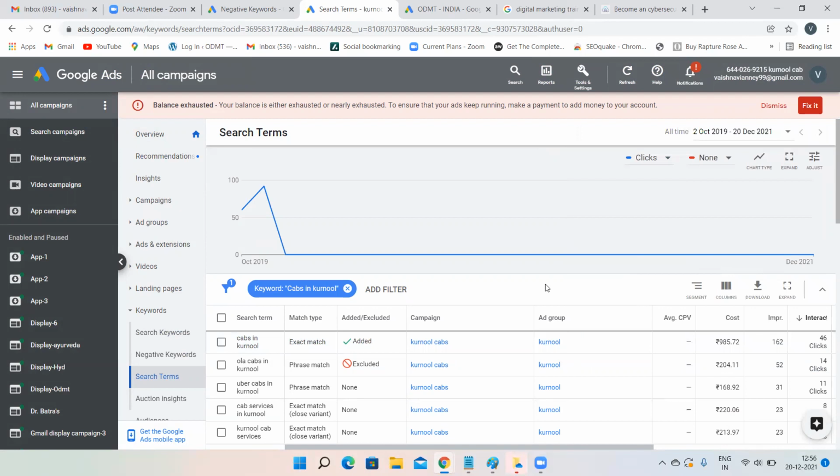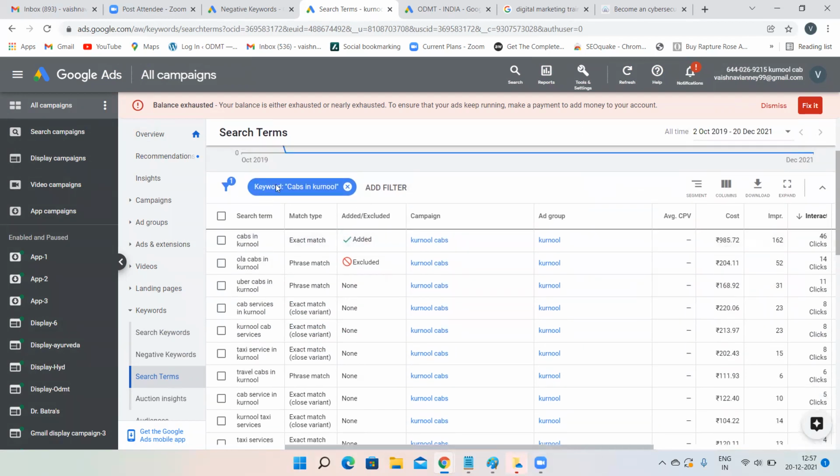That's it. Now, see, I have targeted a keyword called cabs in Kurnool. This was my keyword. Now in search terms, that means how people are seeing your keyword, you can see over here. Cabs in Kurnool. This is what they were searching. Okay, good. Ola cabs in Kurnool. I have started a service called cabs in Kurnool. That means I have also started the same thing like Ola and Uber. If somebody is searching for Ola cabs in Kurnool, why should my advertisement appear? I'm losing money over there, right? Somebody is searching Ola and my advertisement is appearing. So they are clicking on my advertisement and they'll see that is not Ola. I'll be losing my money.